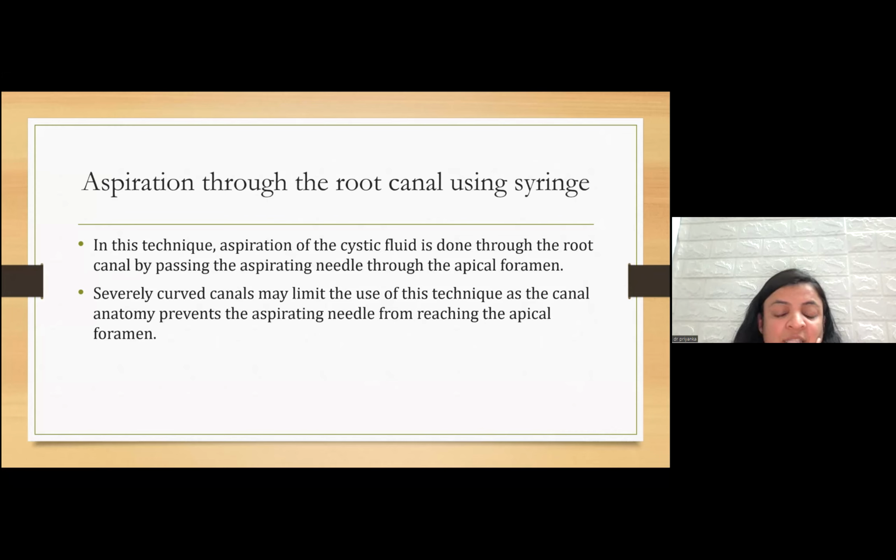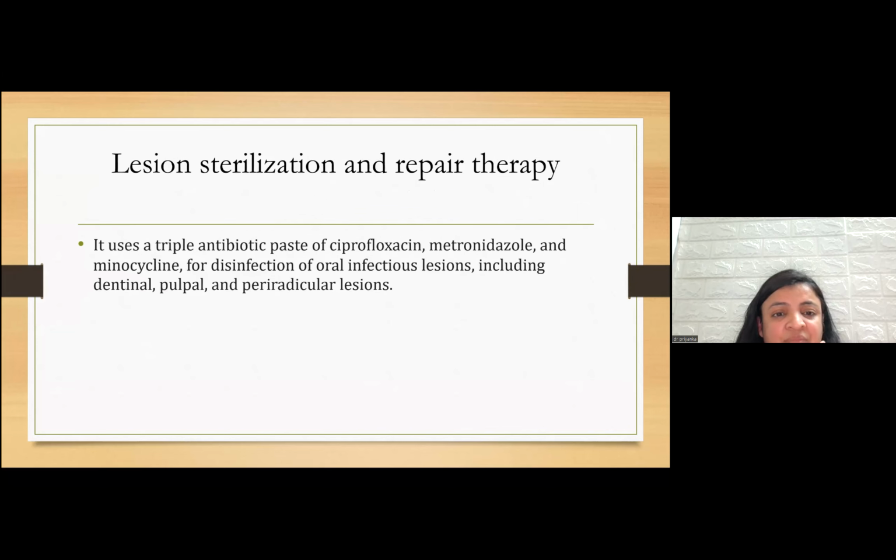We can aspirate through the root canal itself only, and we don't need any suction unit for this. In this technique, aspiration of the cystic fluid is done through the root canal by passing the aspirating needle through the apical foramen. So the limitation of this technique is we cannot use it in a narrow canal. We cannot use this technique in a severely curved canal because we cannot pass the needle through the apical foramen.